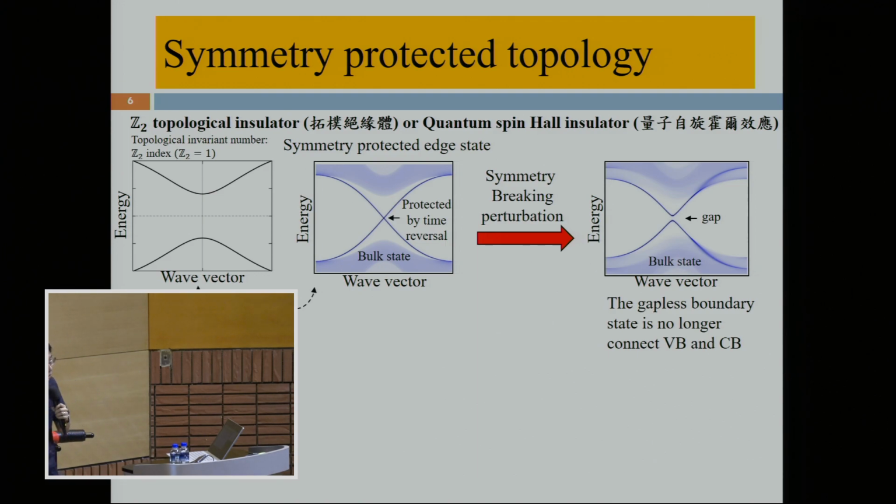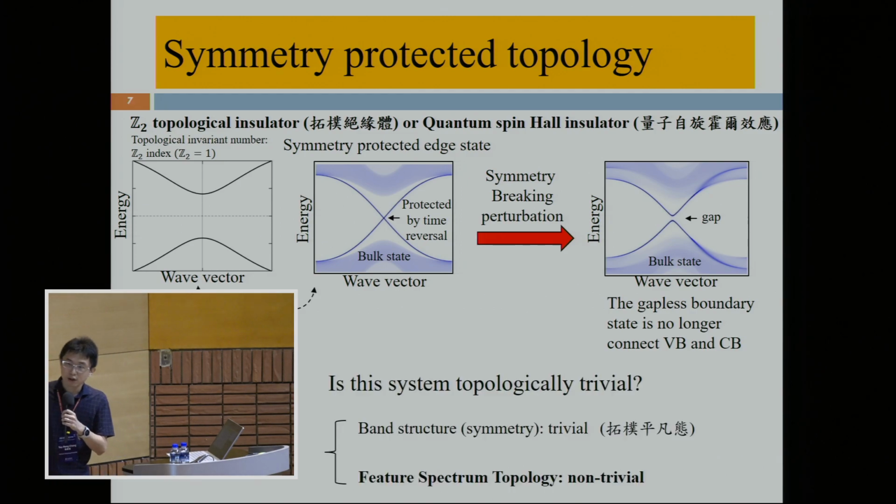So in this situation, we can ask a question. Because the boundary state no longer connects the valence and the conduction band, is this system topologically trivial? If we follow the typical process, the band theory, band structure, or the symmetry analysis point of view, yes, it is topologically trivial. However, if we adopt another point of view, which we call the feature spectrum topology, we'll find its hidden topological phase.